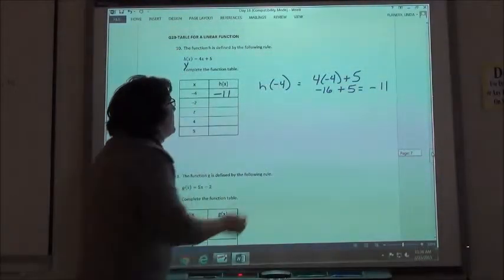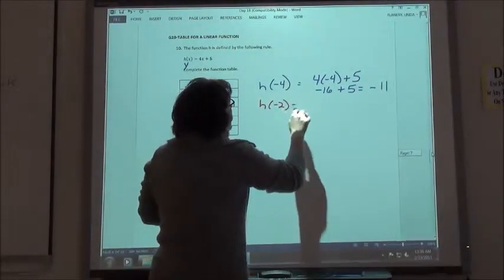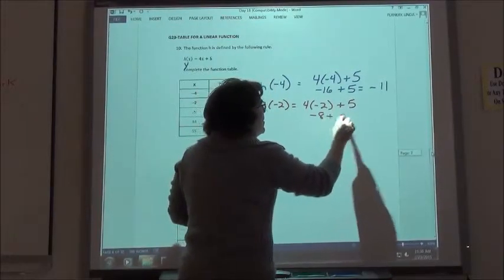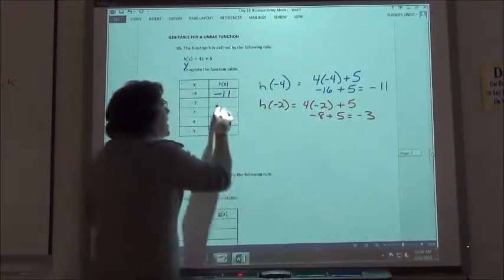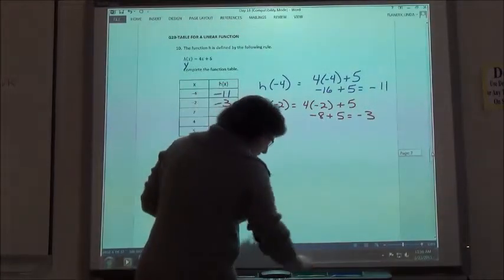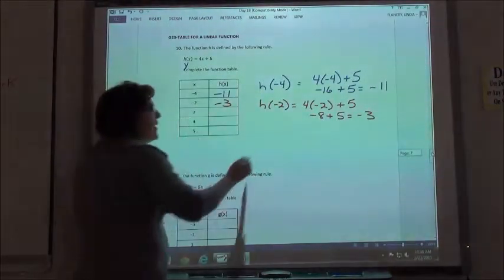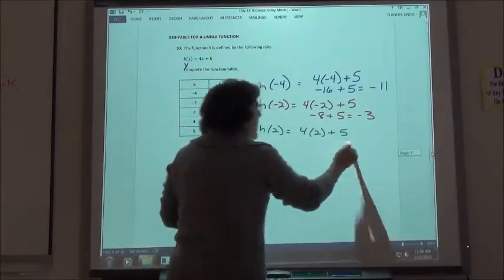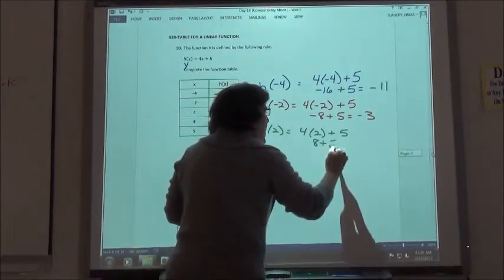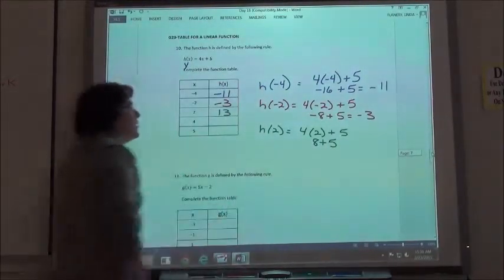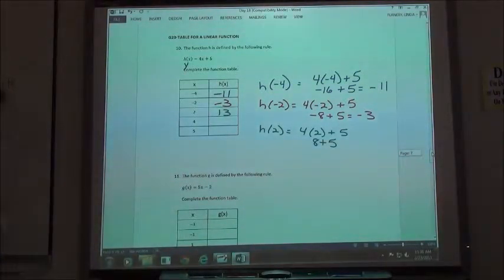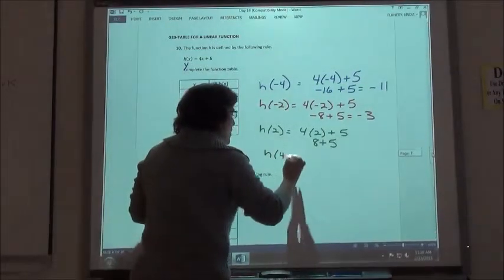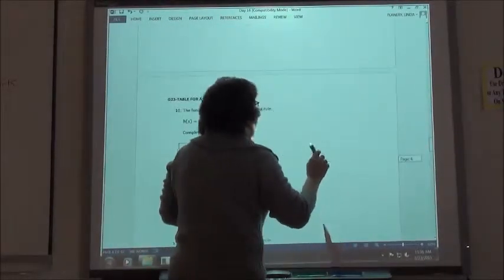Then I'm going to do the next number. So h of -2 means I'm going to do 4 times -2 plus 5. -8 plus 5 is -3. Then I have to do the next one. So now I'm going to put a 2 in there. h of 2 says I'm going to do 4 times 2 plus 5. 4 times 2 is 8. 8 plus 5 is 13. And then I'm going to do the next one. So now I'm going to put a 4 in there. h of 4 says I'm going to do 4 times, ooh, where'd my problem go?